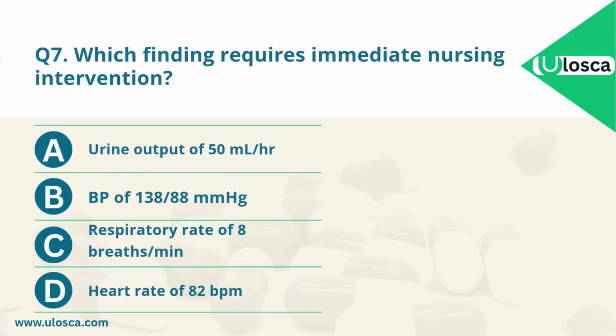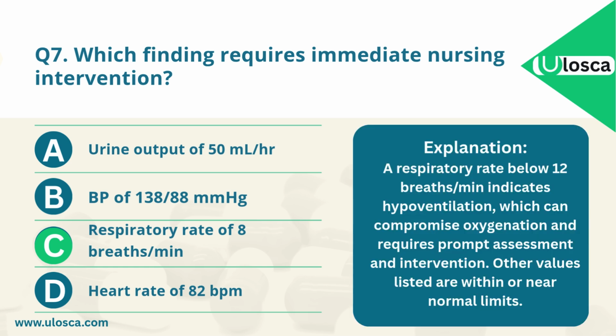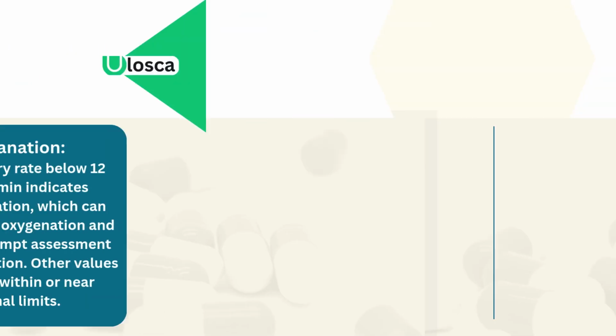The correct answer is C. Respiratory rate of 8 breaths per minute. Explanation. A respiratory rate below 12 breaths per minute indicates hypoventilation, which can compromise oxygenation and requires prompt assessment and intervention. Other values listed are within or near normal limits.